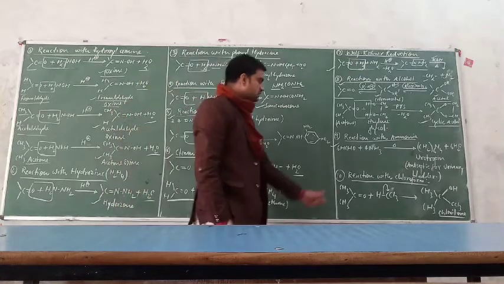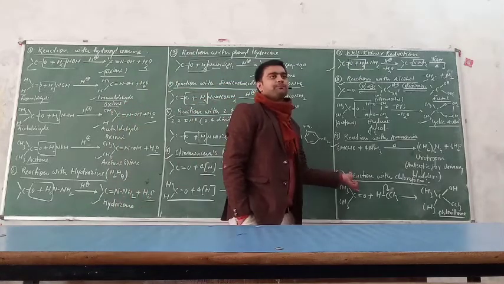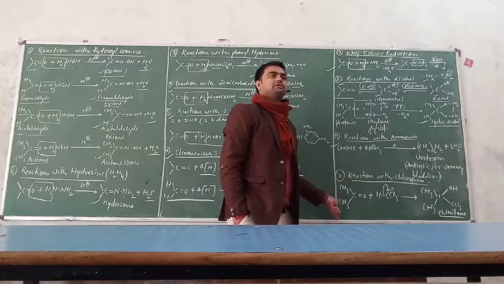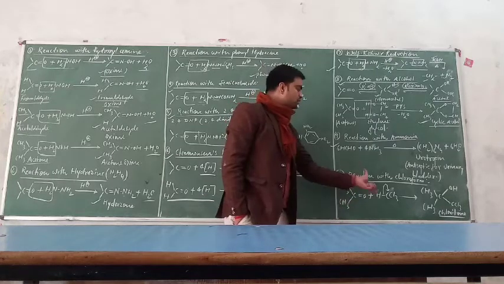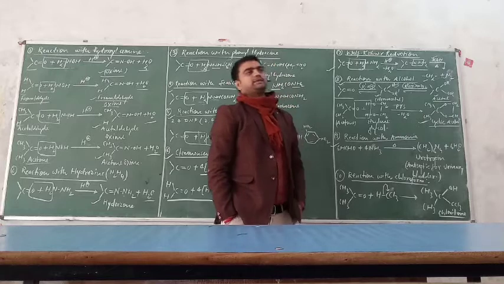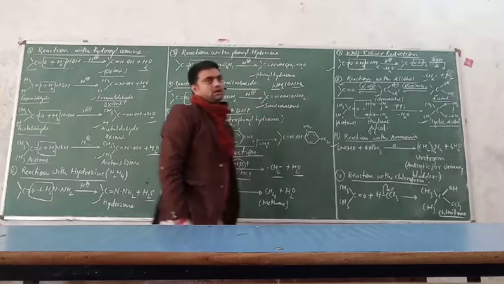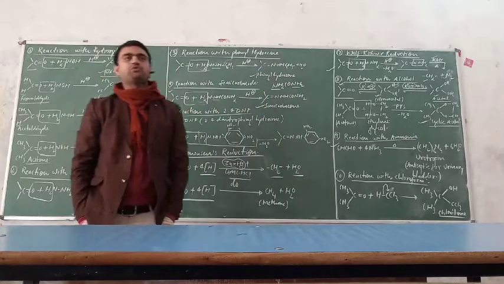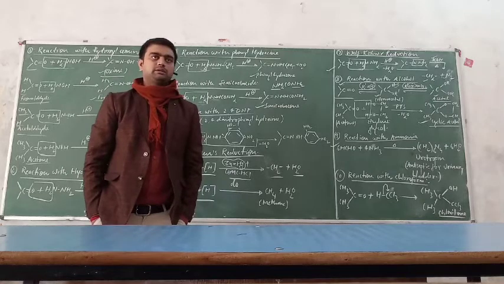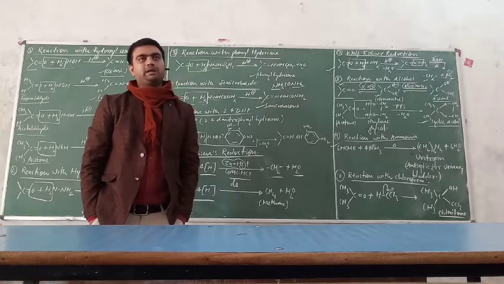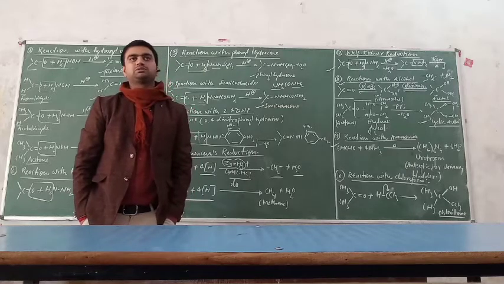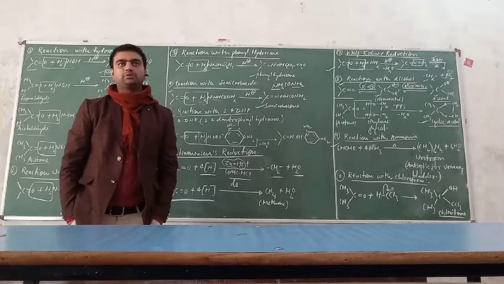Now come to the reaction with chloroform. When acetone is treated with chloroform, then chloretone is formed, and this chloretone is a tablet which is used as a hypnotic. That means it is used as an artificial sleeping drug. The name is chloretone. Clear?